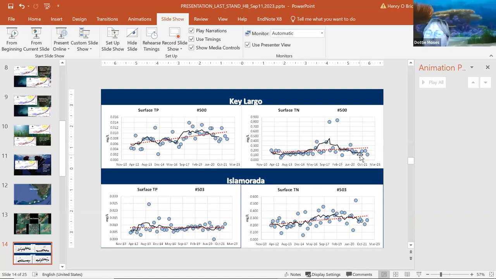I'm sorry, why is dissolved oxygen improving? What do you attribute that to?